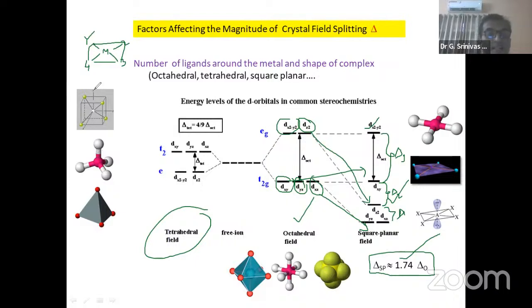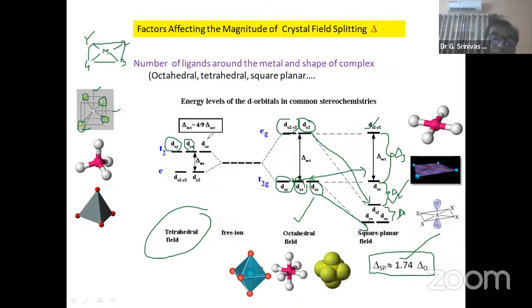So they are coming from in between the axes like this. Here the x-axis is here, the y-axis is here, and the z-axis is here. So the ligand is coming between x and y. This is one of the ligands, and this is one of the ligands, and this is one of the ligands. All the ligands are coming from in between the axes. That's why the orbitals whose lobes lie in between the axes will experience more repulsion from the ligands.